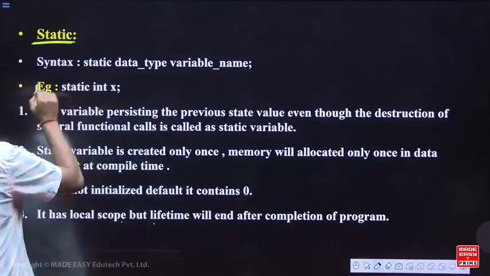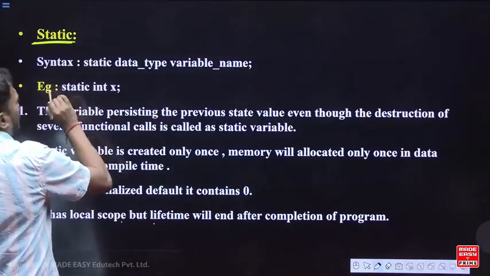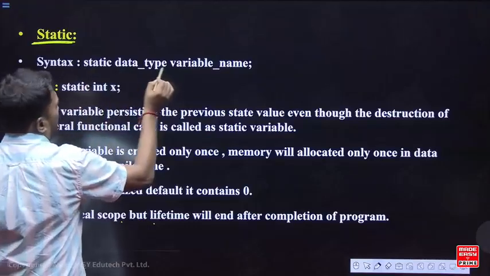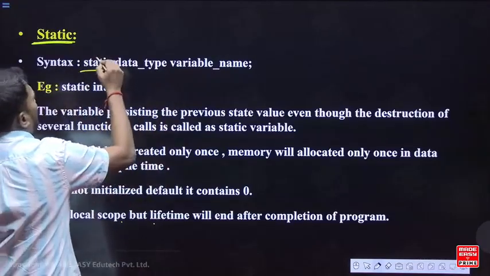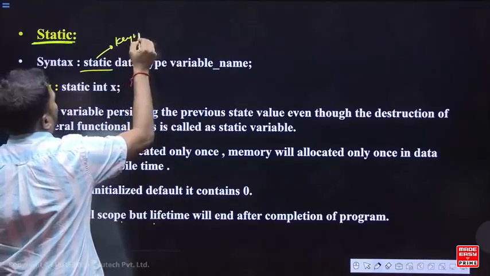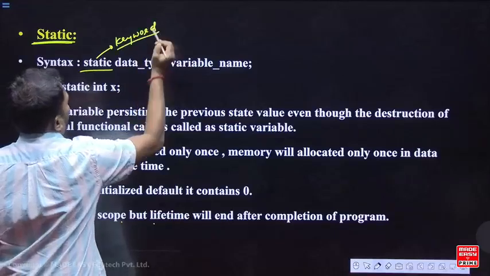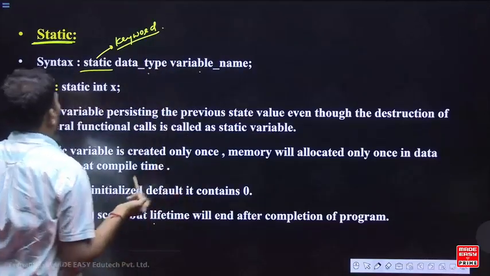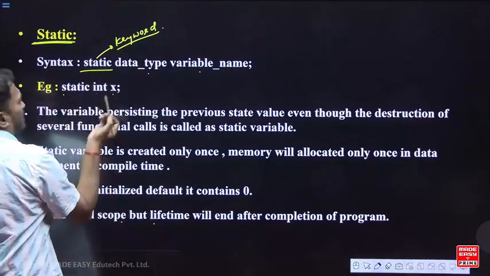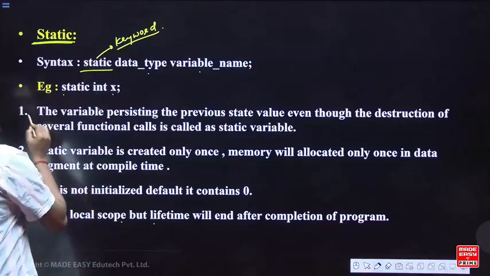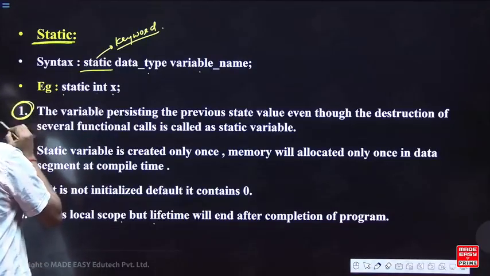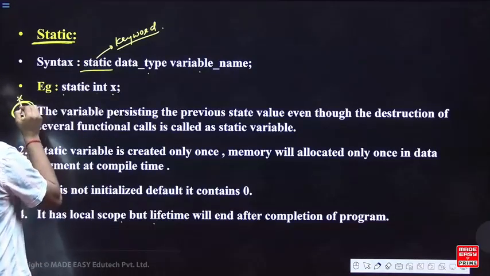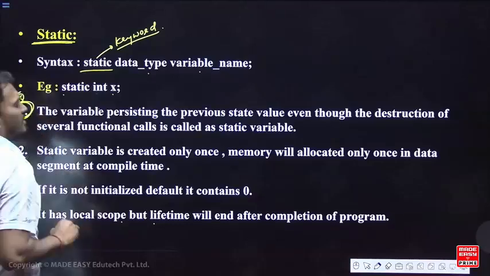For the static variable, if you see the syntax here, tell me the syntax: static data type variable name. Static is a keyword, you cannot change it. Static is a keyword, you specify the data type, and the variable name. Example: static integer x. Very clear. So the proper definition of the static variable is given to you. What is the definition?